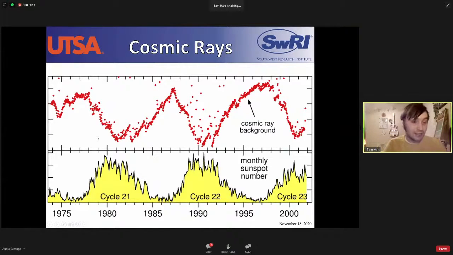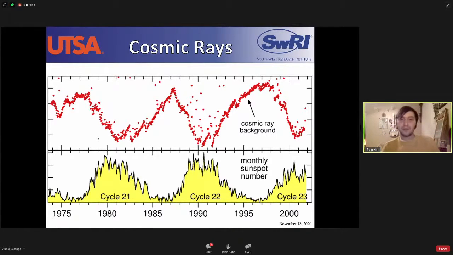On the bottom here, we see the sunspot number on the sun. And when the sunspot numbers are very small, here's the solar cycle I talked about earlier. And when the sunspot numbers are very small, we see that the cosmic ray background is at its highest. So we know that when there are no sunspots, we are seeing on Earth a lot of cosmic rays.